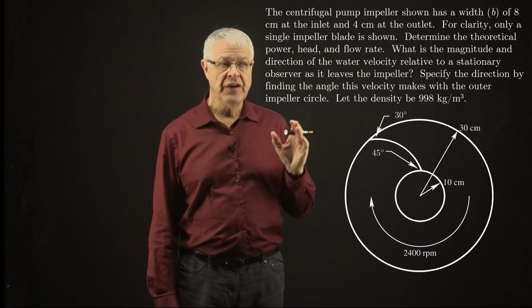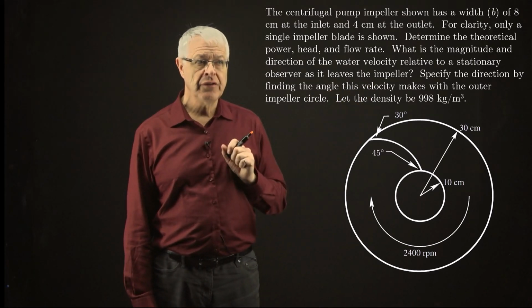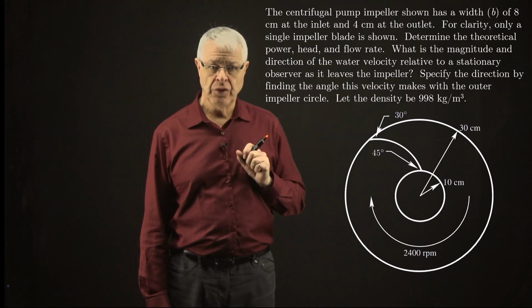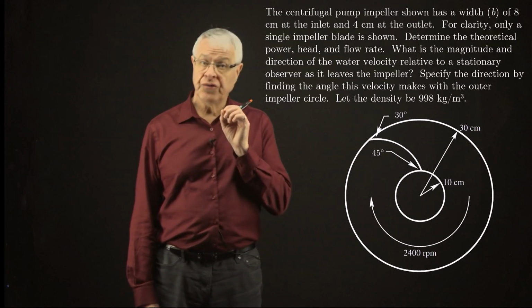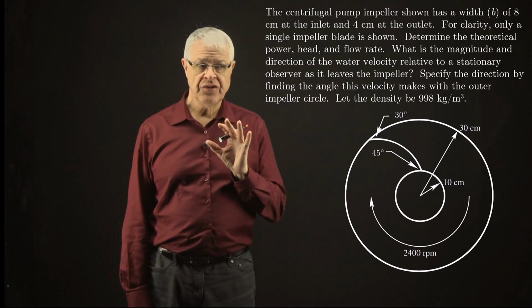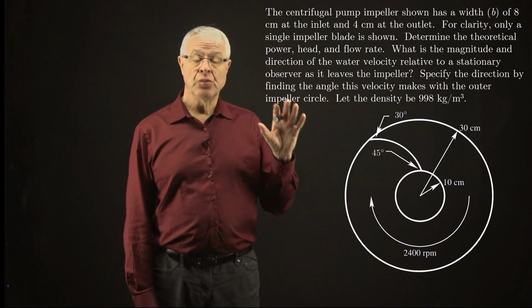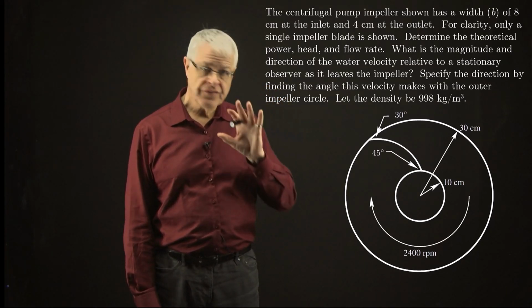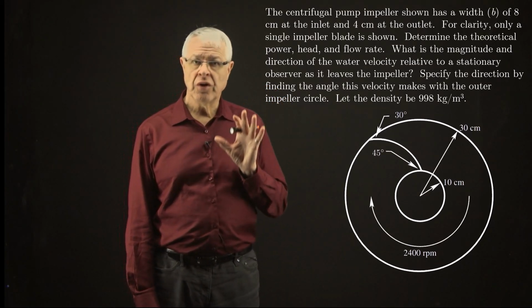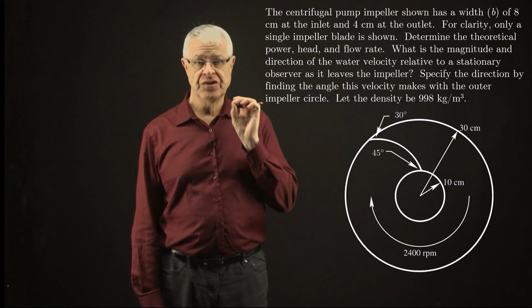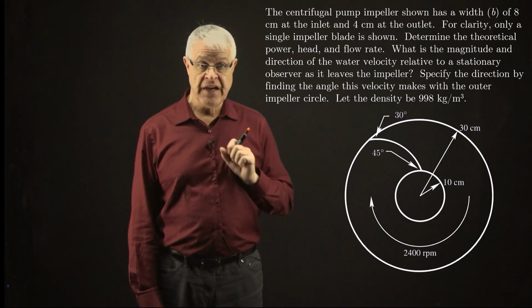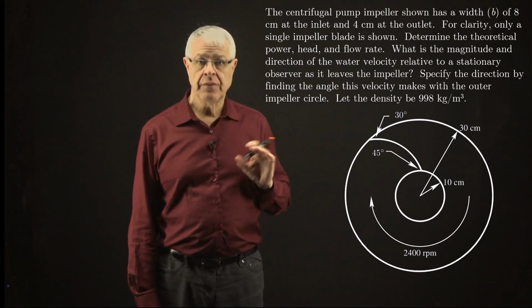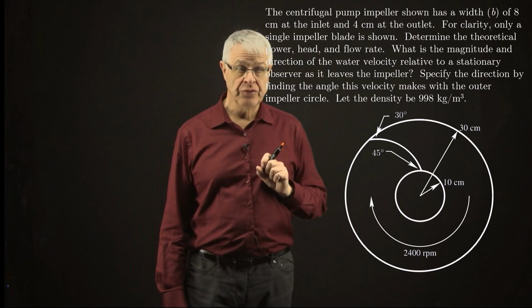So what we're asked to find here is to determine the theoretical power, head, and flow rate. So realize we're doing a so-called design point calculation here, and that means that we're working at 100% efficiency. So everything here is frictionless. Everything's working perfectly. We're at the best efficiency point for this particular design of pump impeller. And I'll be talking about that at various points throughout the solution.